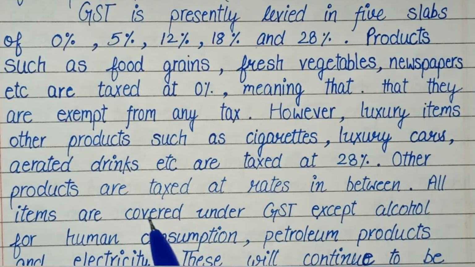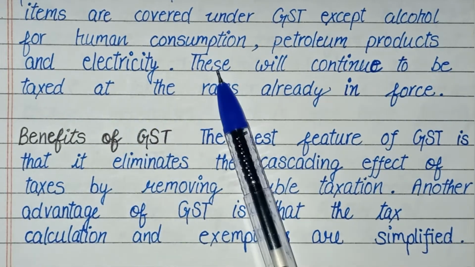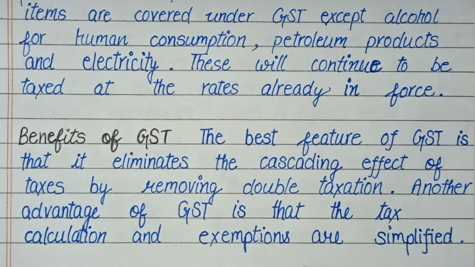All items are covered under GST except alcohol for human consumption, petroleum products and electricity. These will continue to be taxed at the rates already in force.